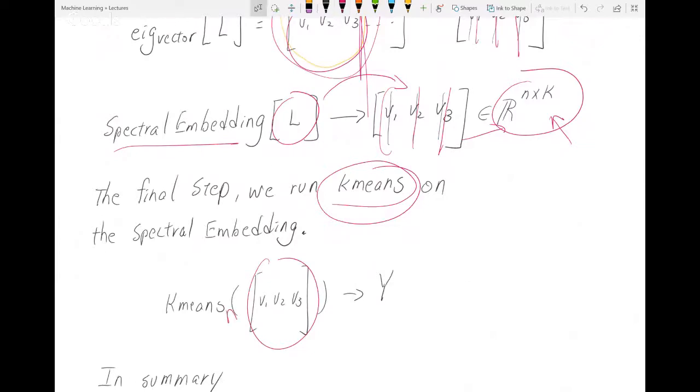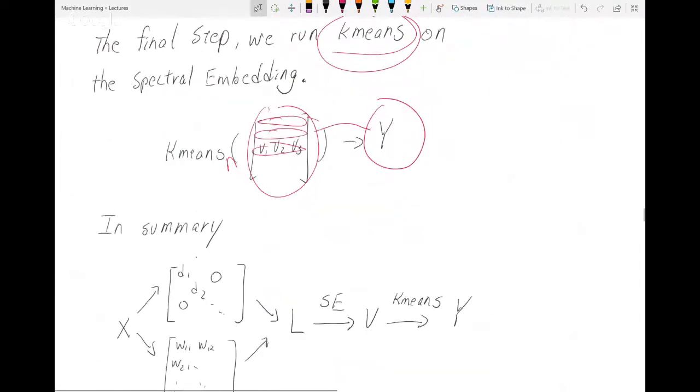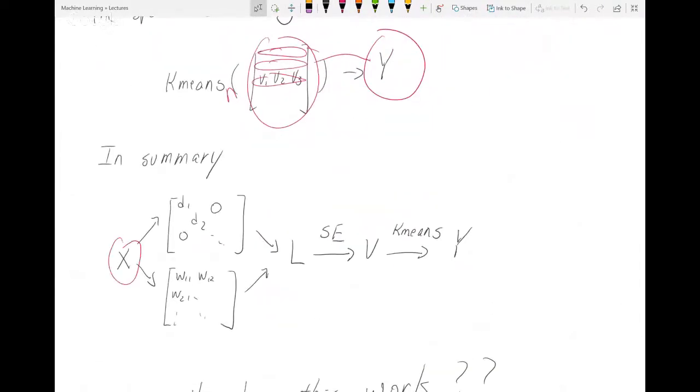And the final step that you need to know is k-means on this. So there are n samples, and we treat each row as if it's a sample. And we run k-means on it, which gives us the y that we want. That essentially gives us the clustering designation.